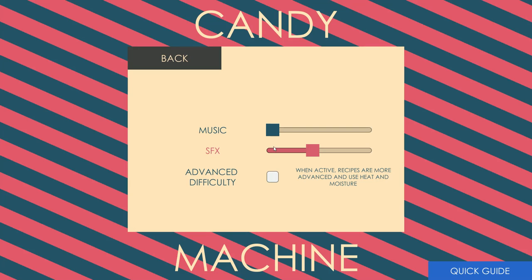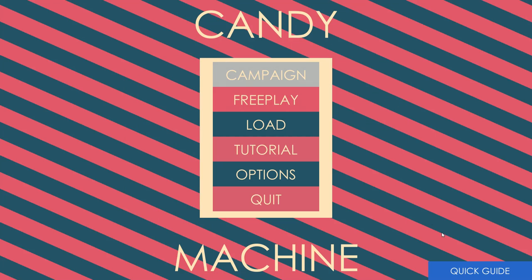Let's go ahead and check out the options menu. There's music and sound effects sliders. I've got the music off for the sake of the commentary and to prevent copyright issues. There's also an advanced difficulty toggle here. When active, recipes are more advanced and use heat and moisture. I'm going to keep that off for the moment. Let's go ahead and play the tutorial so we can get a handle on how this is played.